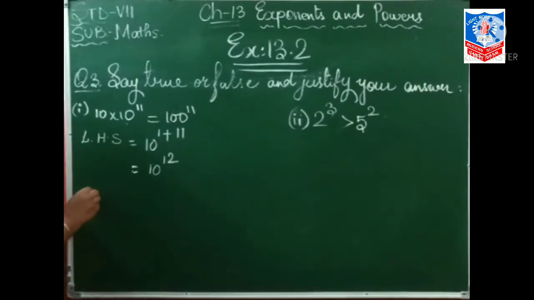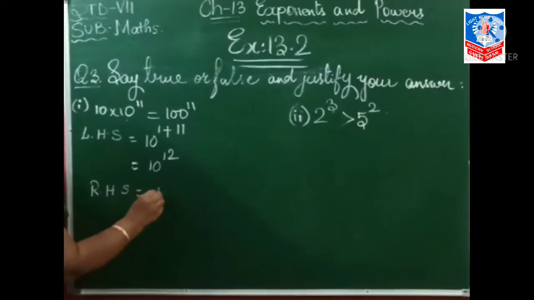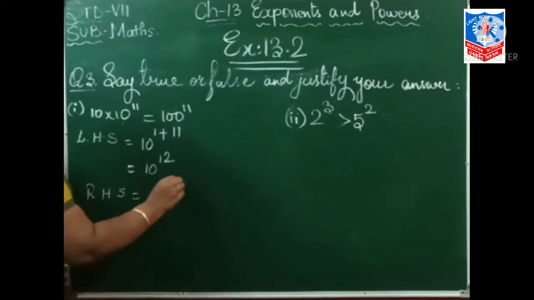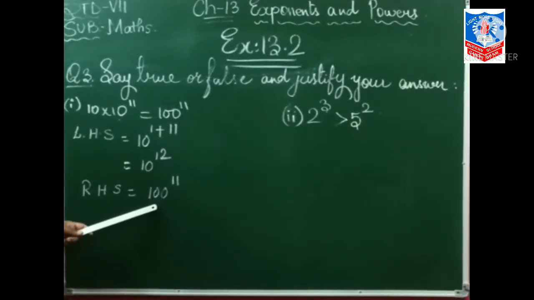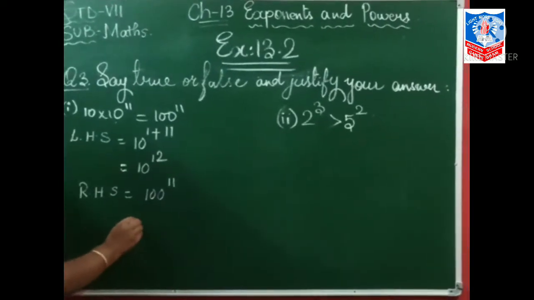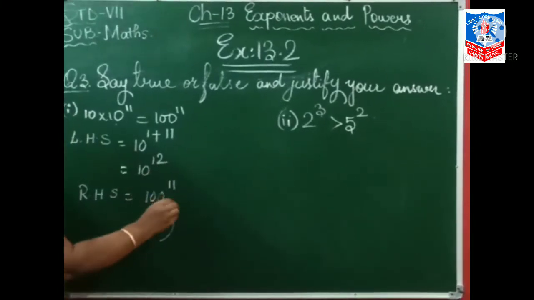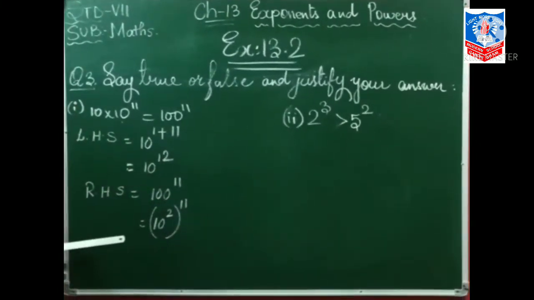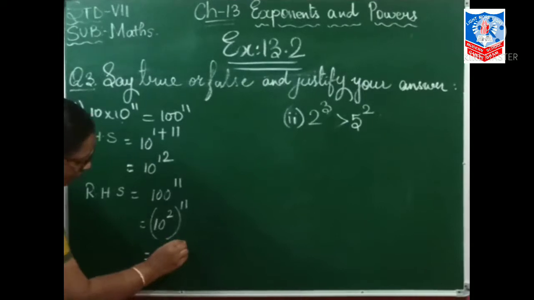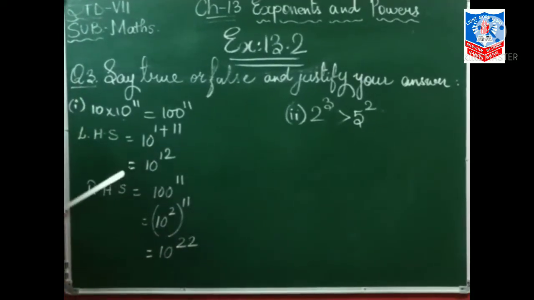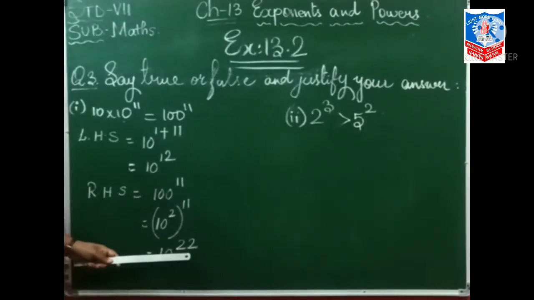This is left hand side. Now right hand side, it is 100 raised to the power 11. Now see, 100 means 10 into 10. That means 10, 2 times: 10 raised to the power 2, raised to the whole power 11. Now see, 2 into 11 is 22. That means left hand side is 10 raised to the power 12. Right hand side is 10 raised to the power 22.